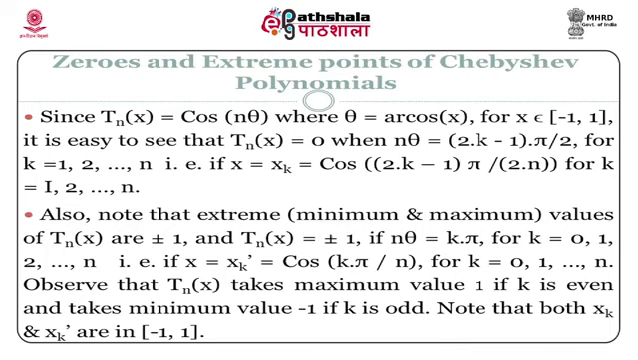Observe that Tn(x) takes maximum value 1 if k is even and takes minimum value minus 1 if k is odd. Note that both xk and xk dash are in minus 1 to 1. So, here the extreme points are denoted by xk dash and the zeros are denoted by xk, and all of them are in minus 1 to 1.